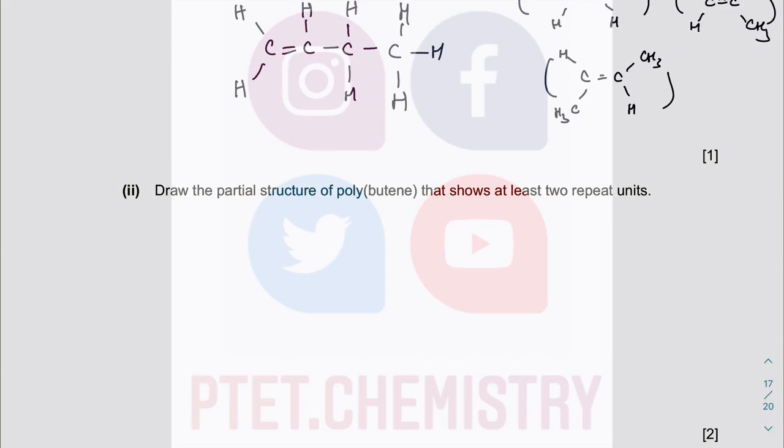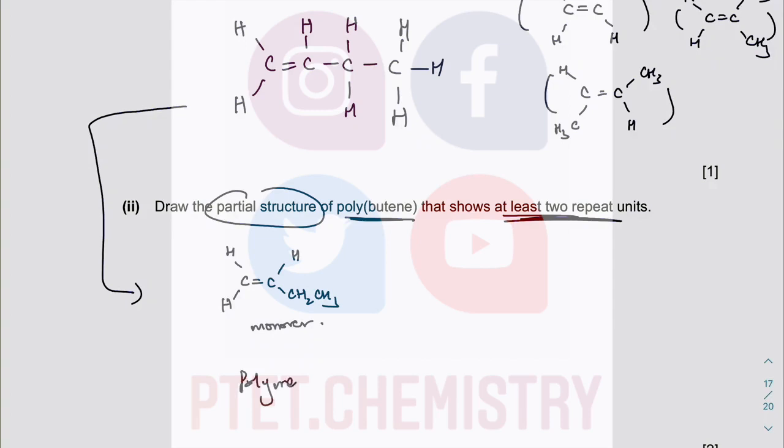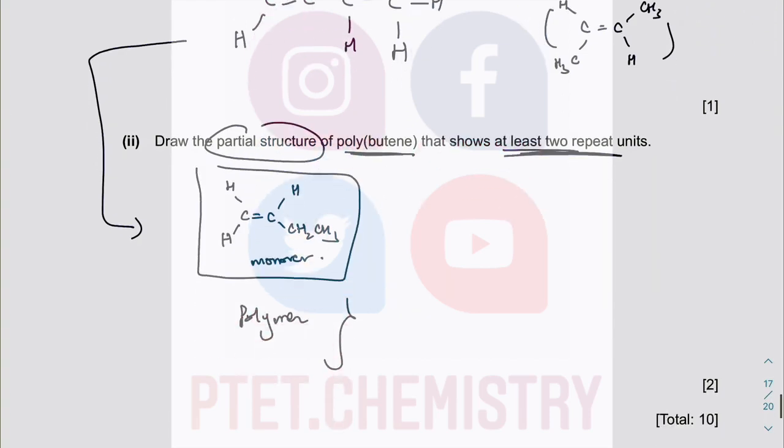So you want a polybutene, you want a partial structure, at least 2 repeat units. So I'm going to use this simple answer which I've shown here. So you started out from CH like this, so it's CH2, CH3. So this is your monomer. So your polymer is going to be, I don't really need to draw this, I'm just showing you that the monomer looks like that. Your polymer is going to be looking like this.